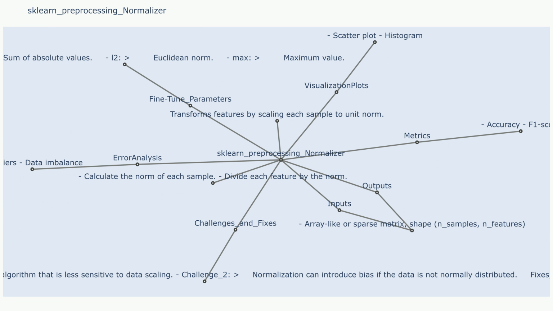Document the normalization process and the specific norm used. Consider using methods like standardization, standard scaler, that preserve the relative scales of features while centering and scaling the data.